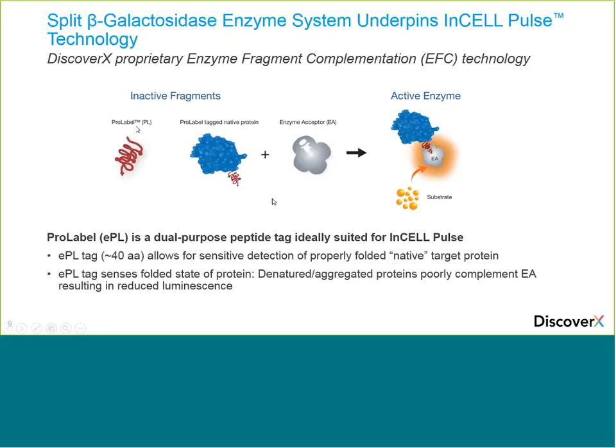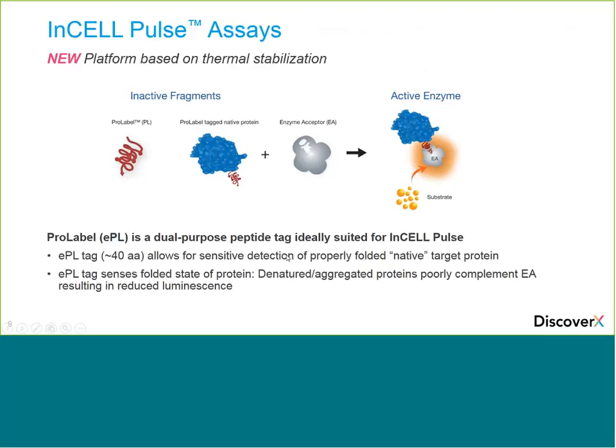Now, what's great is that this small peptide can be appended in frame to a target protein of interest. And that enables the levels of this protein to be assessed using enzyme fragment complementation. And why is this EFC system ideal for InCELL Pulse target engagement assays? Well, first of all, the EPL tag allows for sensitive detection of the properly folded protein, but the EPL tag is also a biophysical tag that senses the folded state of the protein. If the protein is denatured or aggregated, the complementation between EA and the target protein is reduced. And so we can monitor the folded state of the protein using this technology with a very simple readout that doesn't require antibodies or centrifugation steps or any of the complexities of CETSA.